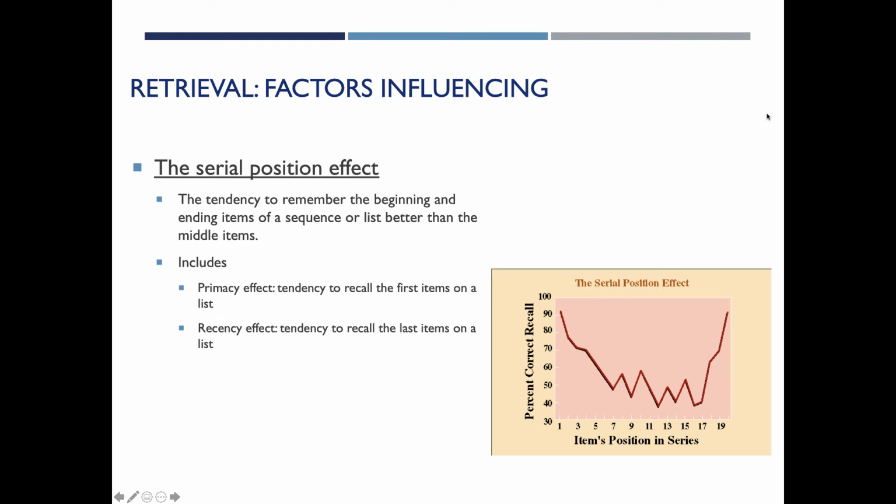Another factor that influences our ability to retrieve information from long-term memory is known as the serial position effect. It's the tendency to remember the first and the last items in a series better than the items in the middle. There's really two specific terms for the specific effects at either end. The primacy effect is a tendency to remember the first items in a list, and the recency effect is a tendency to remember the last items in a list very well.